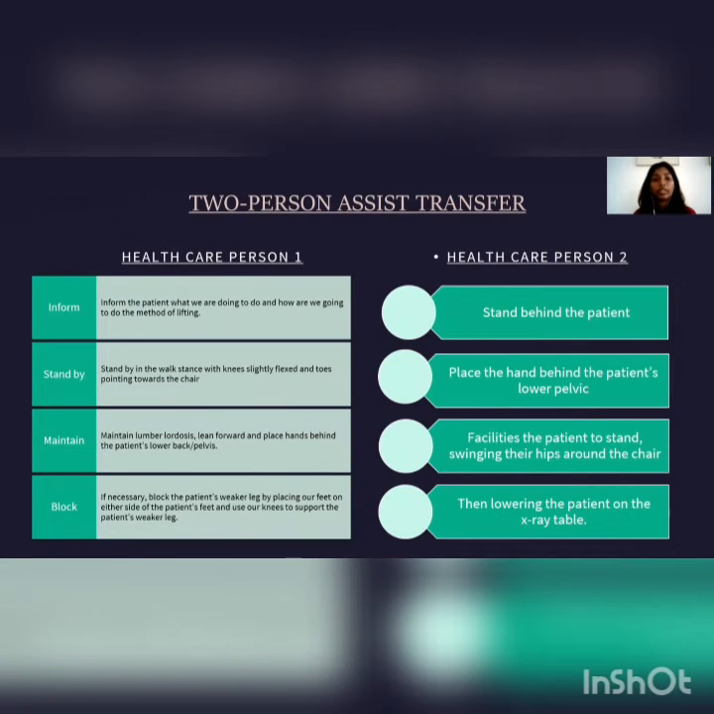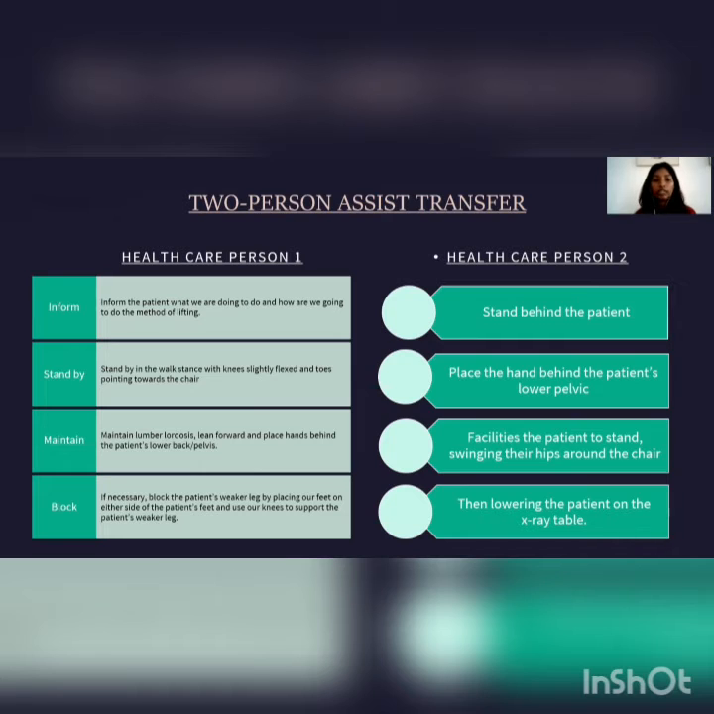Thirdly, we will talk about two-person assist transfer. This is when the patient is unconscious or doesn't have the strength to stand up and fully needs caregivers' help to transfer them from one place to another. This method needs at least two caregivers to help in the process of transferring. The first caregiver has to inform the patient. If he is unconscious, it's okay to inform the relative, but if the patient is conscious, it's a must to inform the patient about the methods that we are going to do and how it is going to be done.